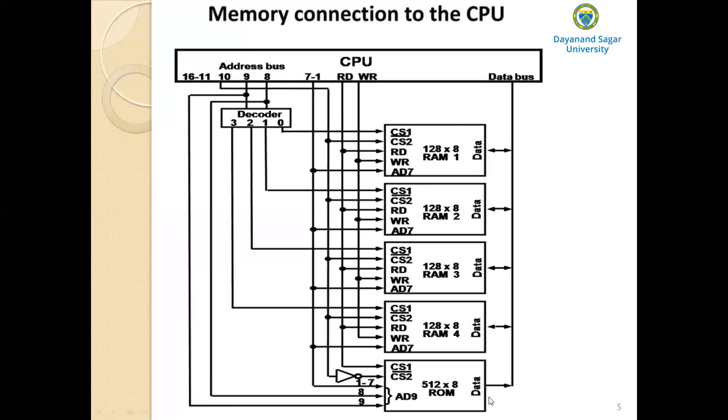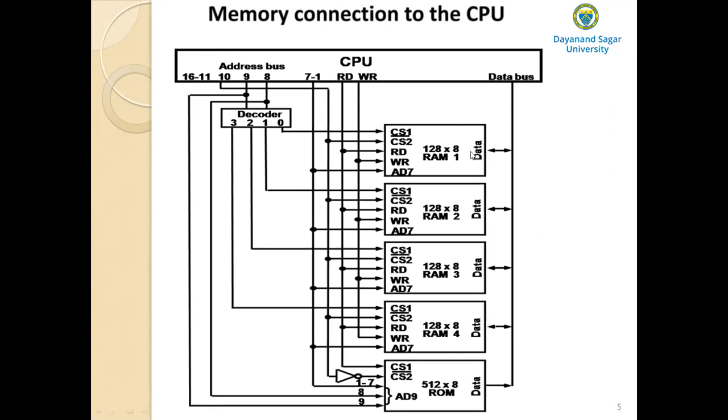How many address lines does the ROM require? 9 address lines. So you have to consider 8 and 9 also. So 1 to 7 and 8 and 9, because ROM requires 9 address lines. So 1 to 7 is connected to these address lines of the ROM. Similarly, address lines 8 and 9 are connected to the ROM.